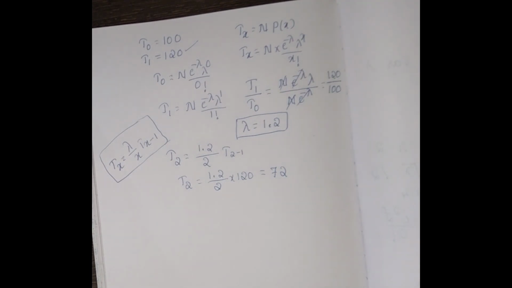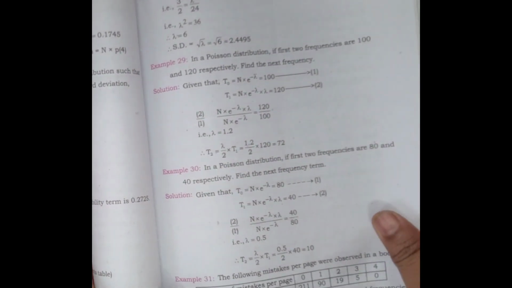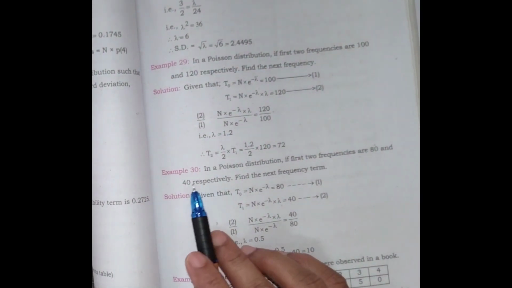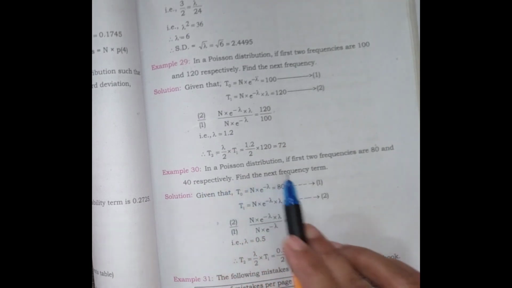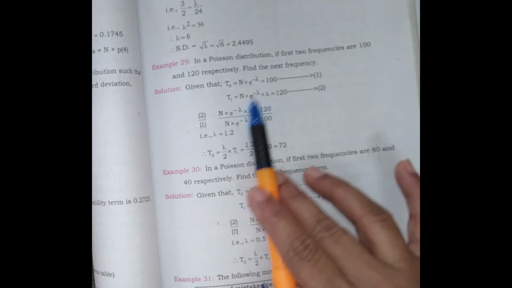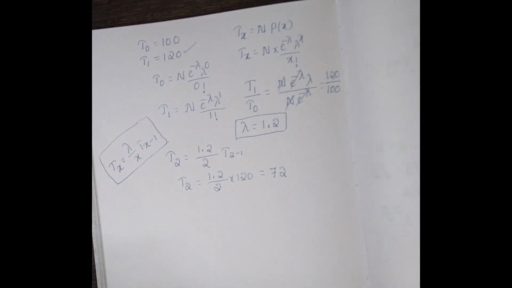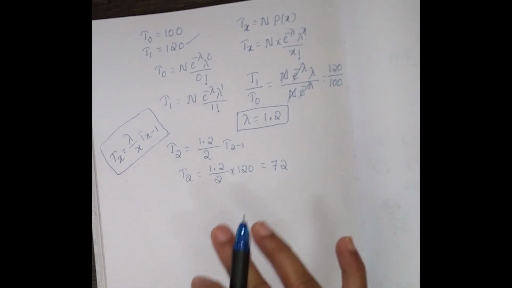Okay. Then the same way, the 30th example is also given in the question. In a Poisson distribution, the first two frequencies are 80 and 40 respectively. Find the next frequency term. You have to calculate it the same way we calculated here. Try to do it, and you will get the answer correctly. This is the Poisson distribution; they ask 2 marks questions on it.